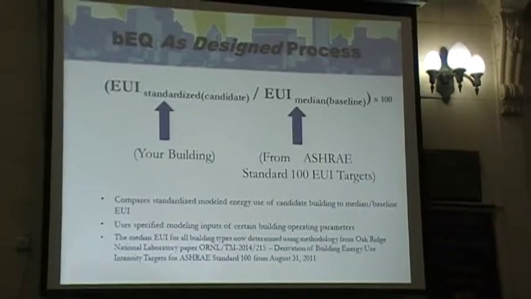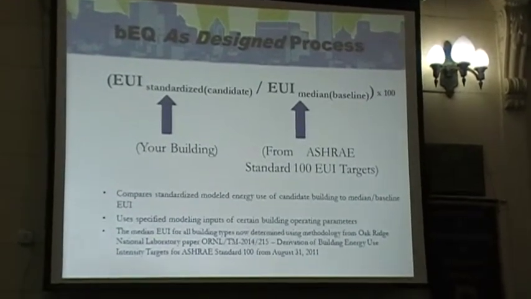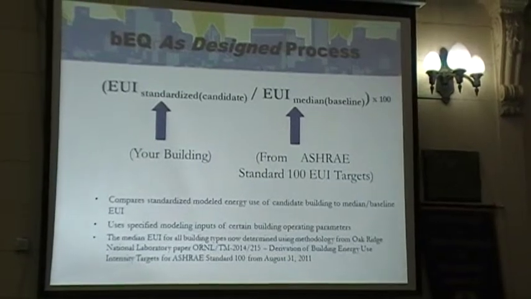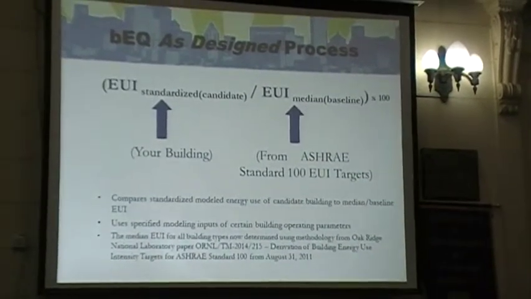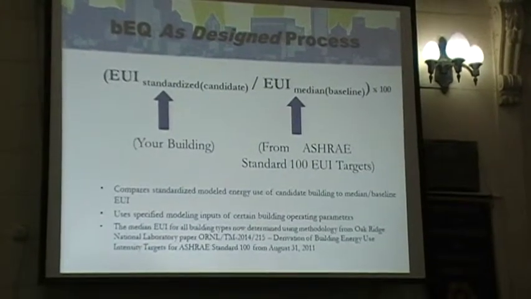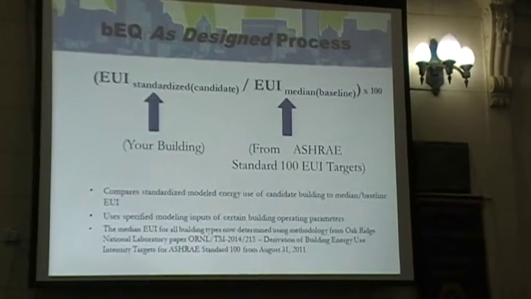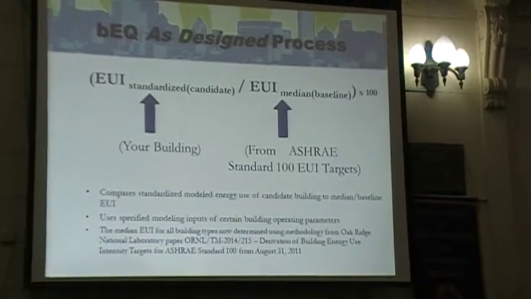The math is simple. It's building energy quotient. Quotient equals division. It's the EUI of the candidate building divided by the EUI of the baseline times 100 to get rid of the fraction, and that's the simple mathematics.